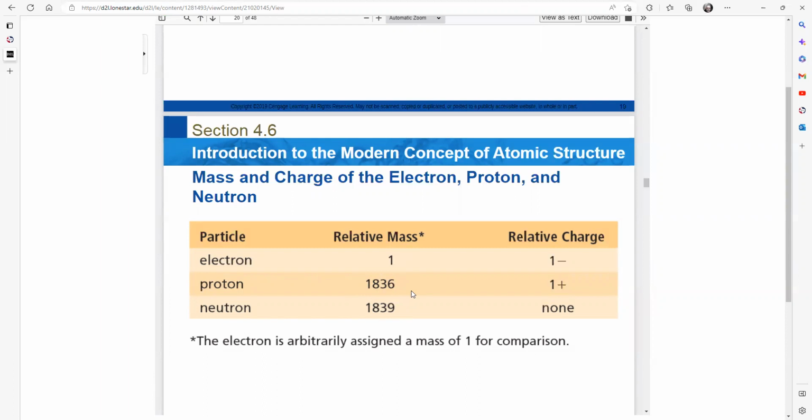As you can see, the mass of the atom is in the nucleus, because the mass of the electrons around the nucleus is too small compared with the mass of the proton and the neutron. The charge of the electron is -1, the proton is +1, and the neutron has no charge. Okay?